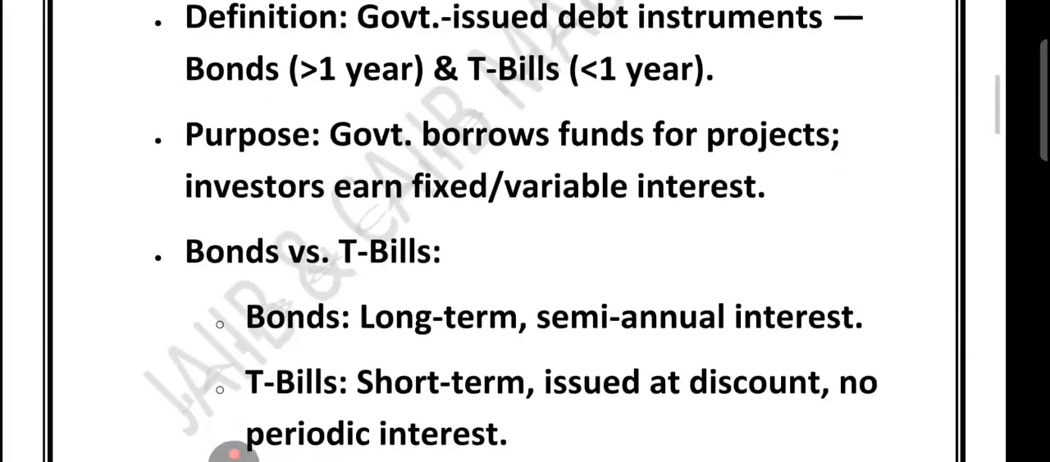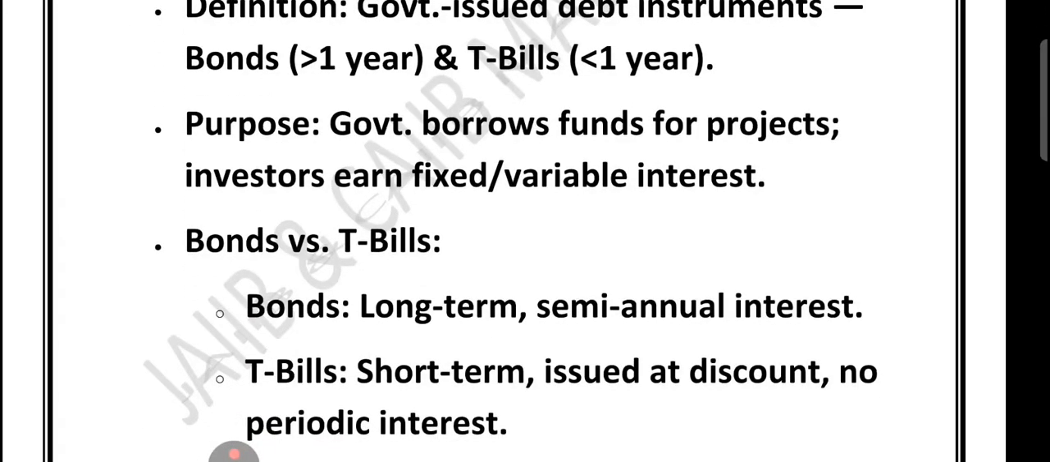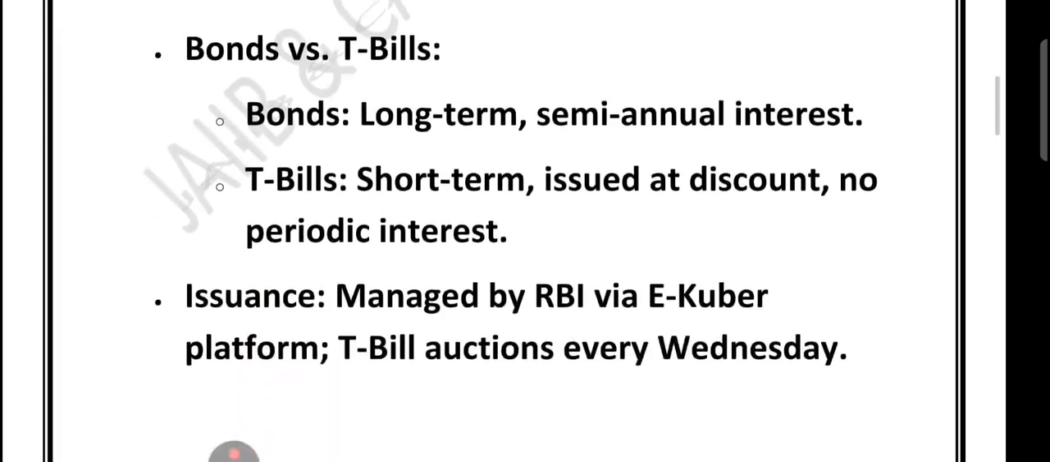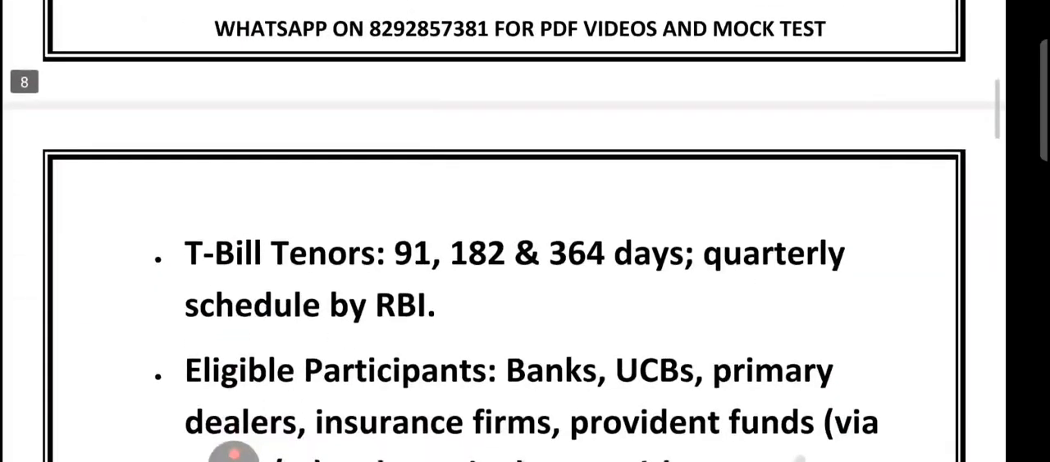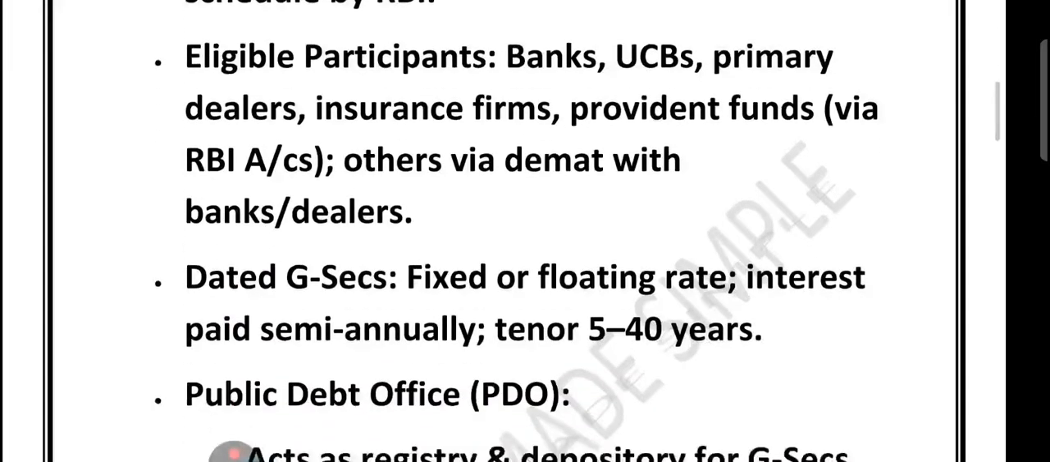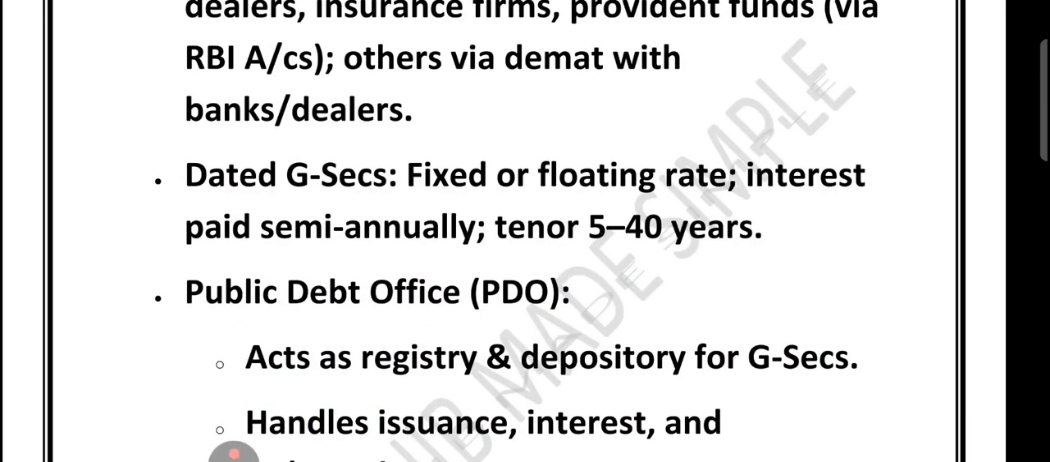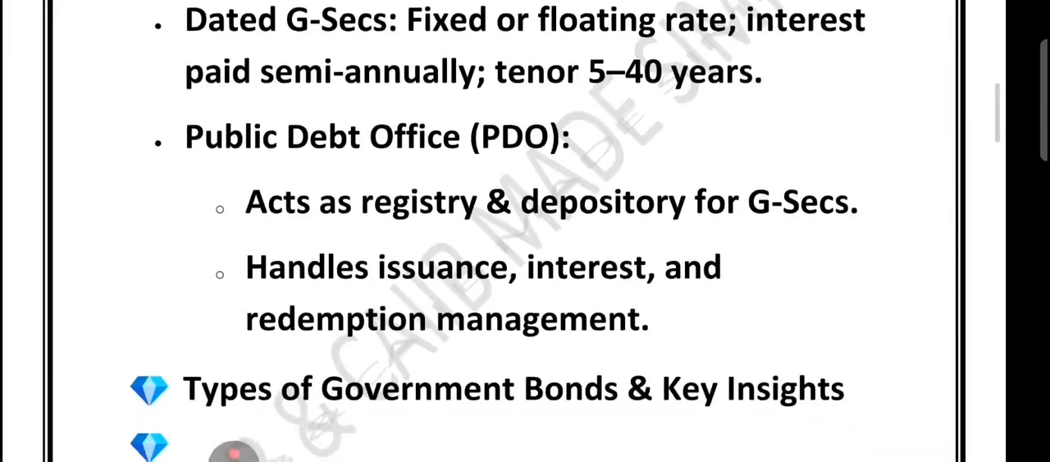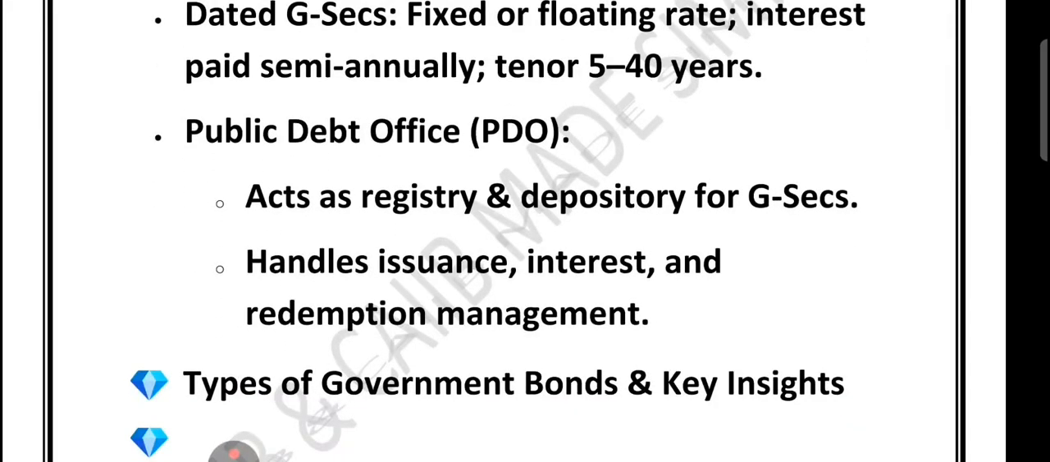Second point, I told you that RBI managed the government security issuance via eCuber platform. Treasury bill maturity, I told you 91, 182, 364 days, and bond it is 5 to 40 years. Interest payment is done semi-annually for bond, and discounted issue for Treasury bill. PDO, I told you, Public Debt Office, which handle registry, payment and redemption of the government security.